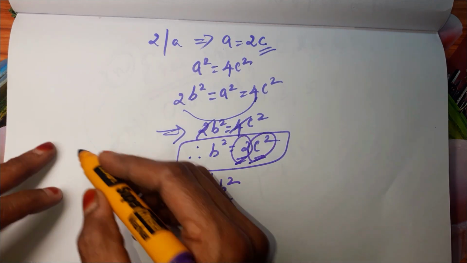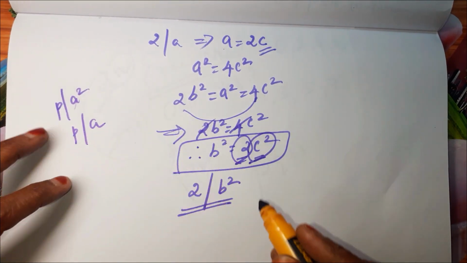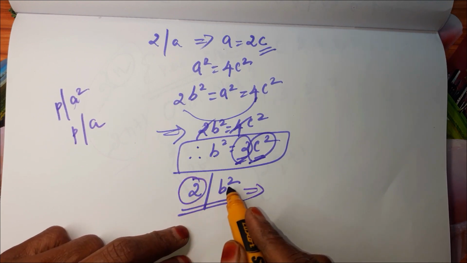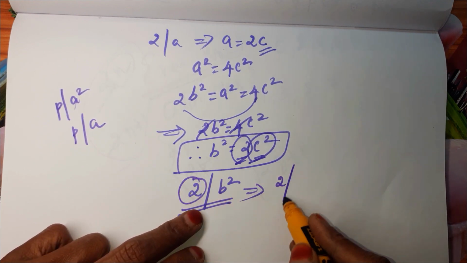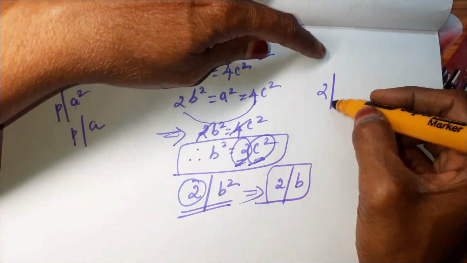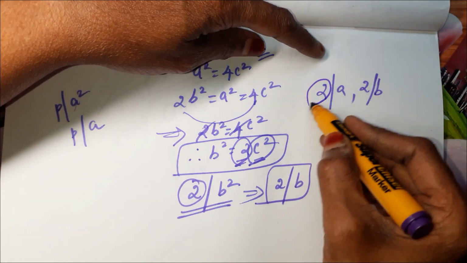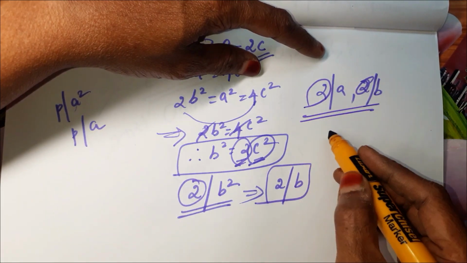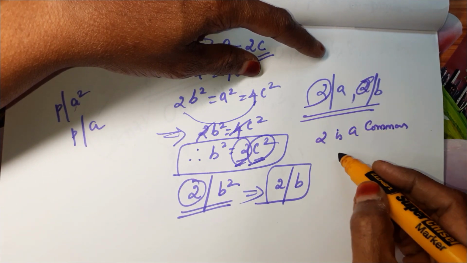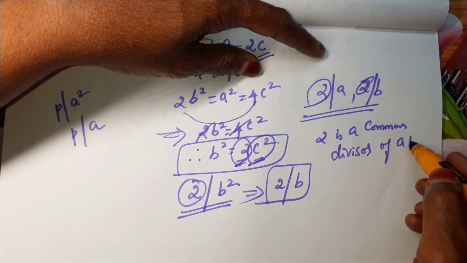Using the same theorem, if p divides a squared then p also divides a, where p is a prime number. 2 is a prime number, so since it divides b squared, it also divides b. Okay. Previously we got 2 divides a. Now we got 2 divides b. So 2 is a common divisor, a common factor, of a and b.